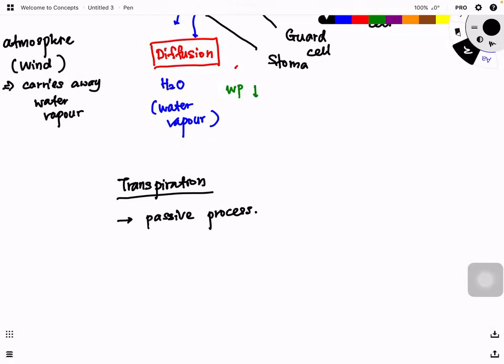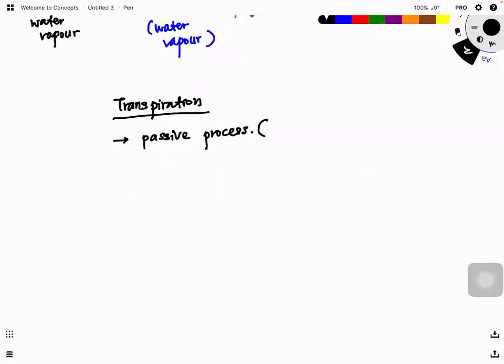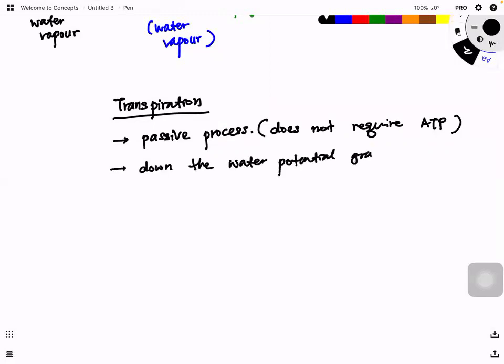If you look at it, it's a passive process, meaning that the process does not require ATP, but we need energy. If there is no kinetic energy, no heat energy, we don't have this transpiration. It's a passive process down the water potential gradient. This one you have to know. Understand, guys, so far?